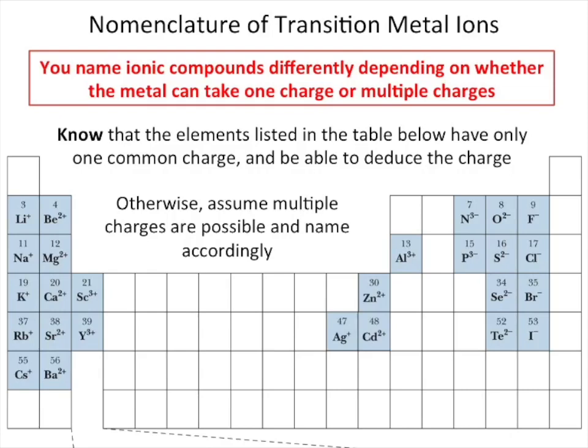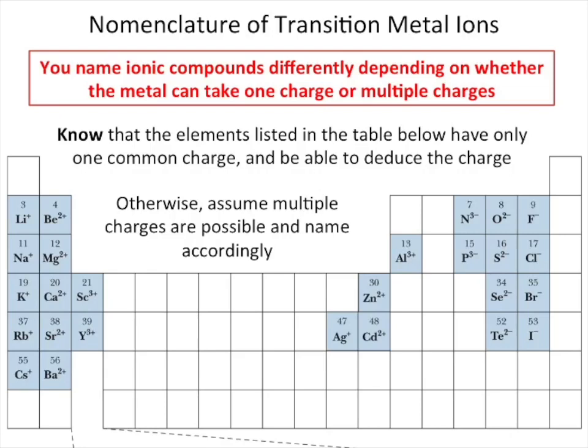Sodium and chloride are only going together in a 1-to-1 ratio because they won't take different charges, whereas iron and chloride can go together in 2 different ratios depending on whether the iron is +2 or +3, and those are different compounds, and we need to be able to name them differently.